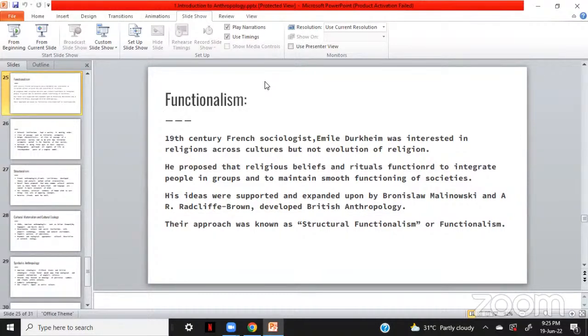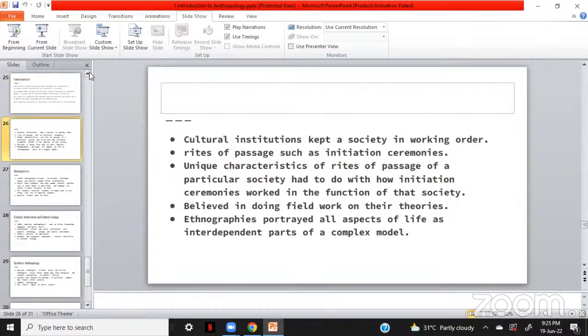So basically, Durkheim focused on religious beliefs and rituals to integrate people in groups and to maintain the smooth functioning of the society. These ideas were expanded by Bronislaw Malinowski and A.R. Radcliffe-Brown. Their approach to understanding culture was called structural functionalism or functionalism. So functionalists analyze cultural institutions, and they believe that cultural institutions kept a society in working order.